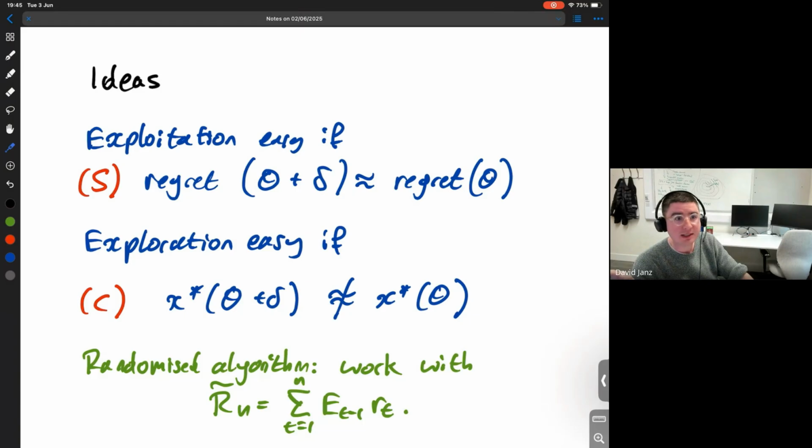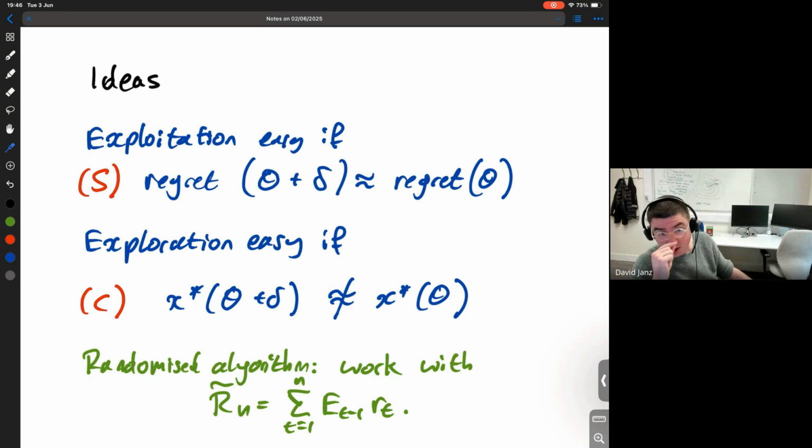And this I've labeled C for the curvature or strong convexity. So the idea is, if we have a setting where the regret doesn't change too much as you make local changes to the parameter, but the arm actually changes a bit as you do that, then you're both exploring a non-zero amount and you're only paying some controlled amount of regret for this exploration. You're balancing exploration and exploitation.